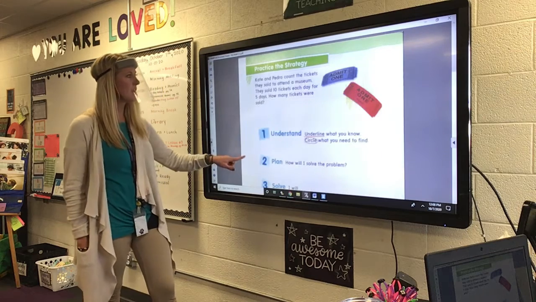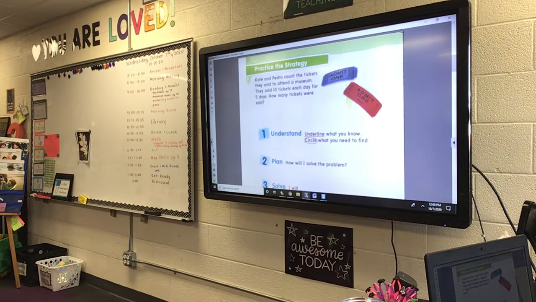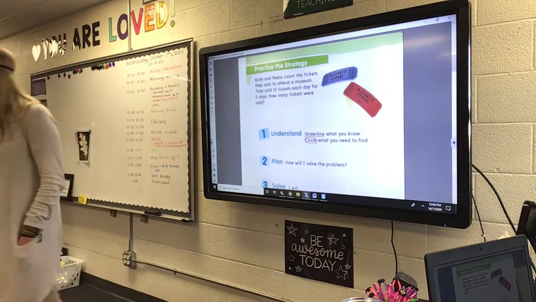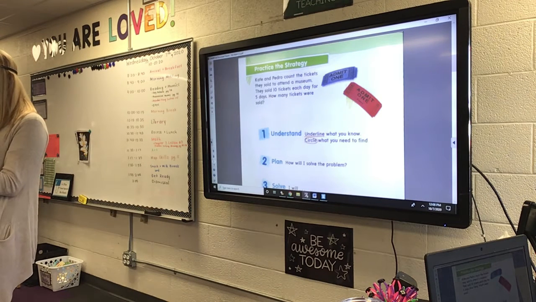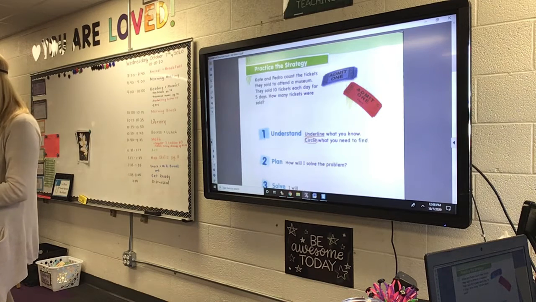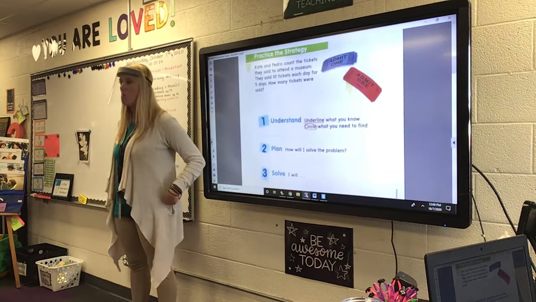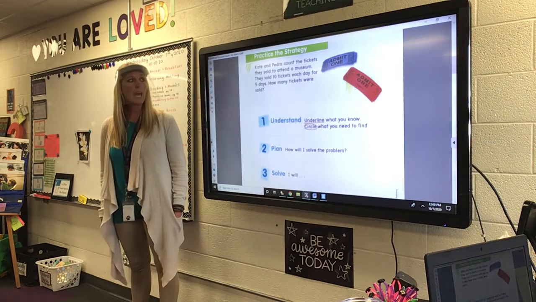All right, when you have that traced, I want you to flip your page over to the next page, and on it, we are going to practice this strategy. And on the top, you should see some tickets. All right. We're going to practice this strategy. So, it says, Katie and Pedro count the tickets.